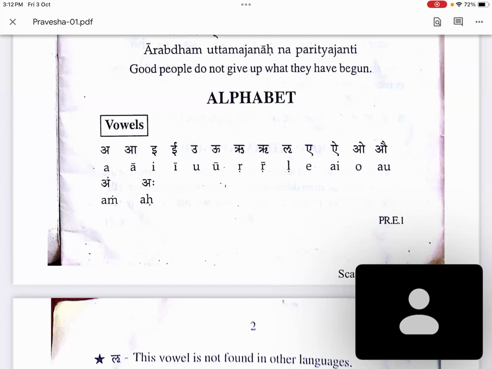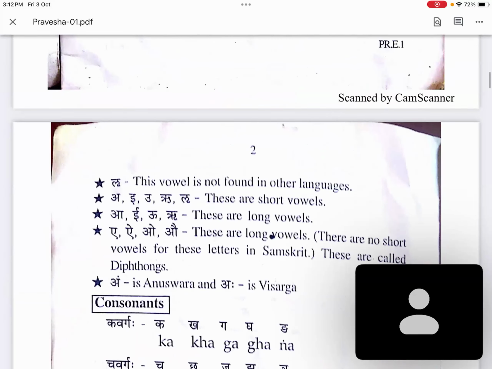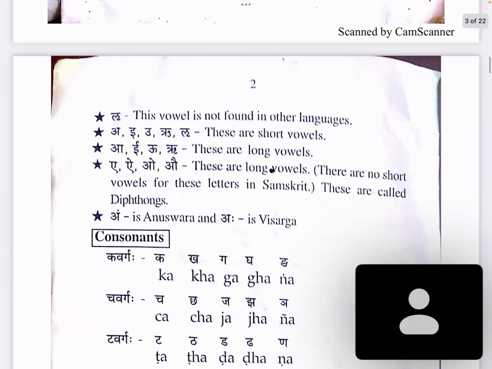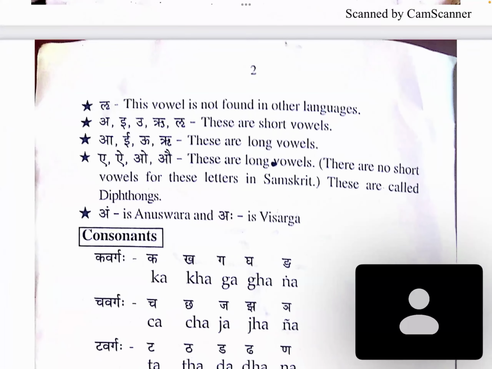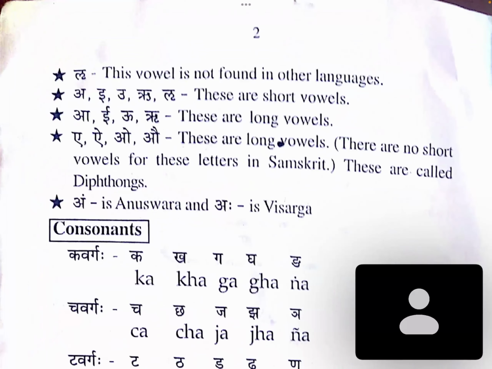So this you have to understand. Any doubt now? A, E, U, R, R. See how they have written R and R. L, A, I, O, Au, aha. Then this is the Swaraksharam. So what do they say? L is not found in other languages. That means in other languages we don't have it, like Tamil or Hindi or Malayalam or Telugu, Kannada.